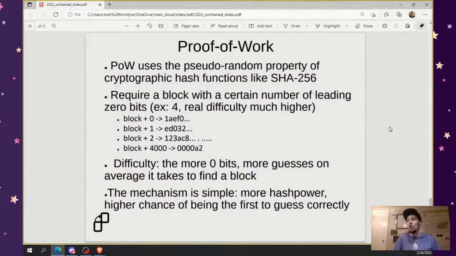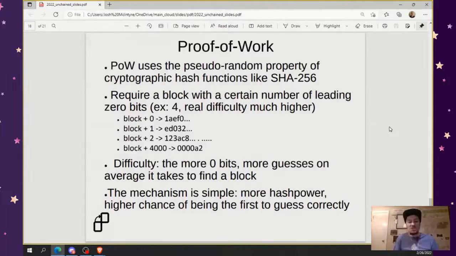The real difficulty values are much, much higher. So, for example, in Bitcoin, the algorithm is designed so that with all of the mining power on the network, it takes on average 10 minutes for the miners to find a block, to find the correct nonce that gives us a hash value with a certain number of leading zeros.